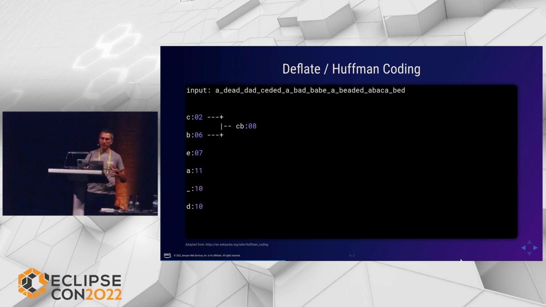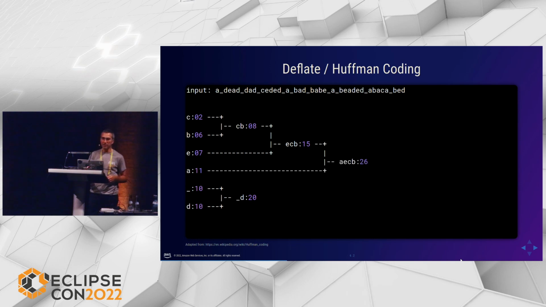And then we proceed again by taking the two nodes with the lowest probability. So this is now C, B, and E in this case. And again, we combine their probabilities, 7 and 8, that gives 15. And we proceed this way. The next ones are underscore and D because they now have the lowest probability, 10 and 10. And then next is 11 and 15, A and ECB. And finally, we've constructed a tree for all these characters which occur.